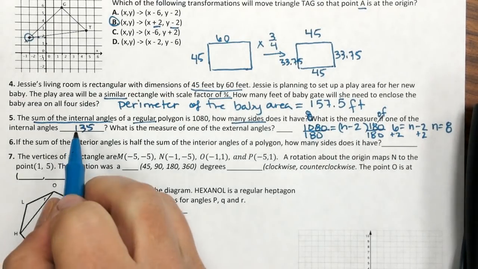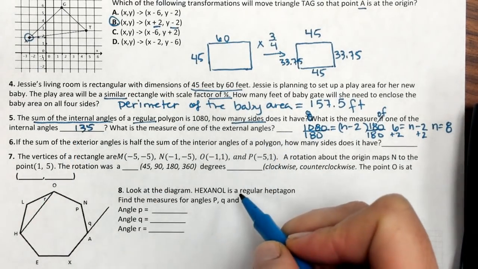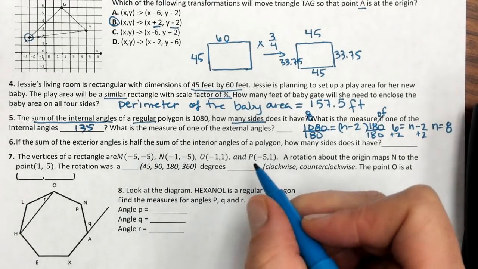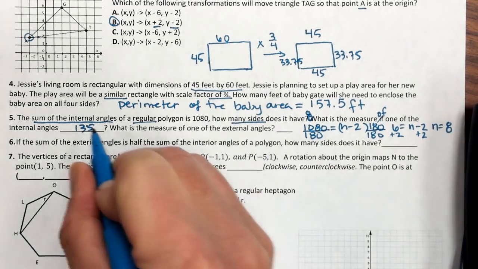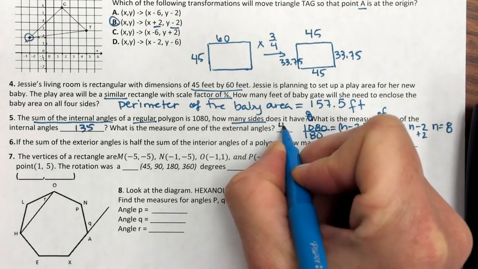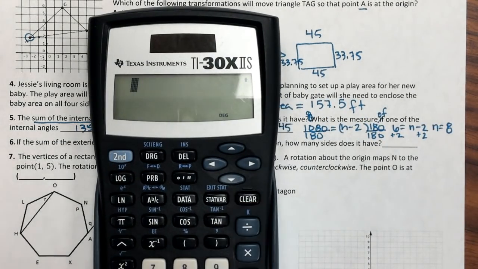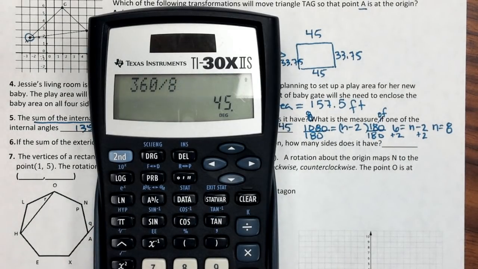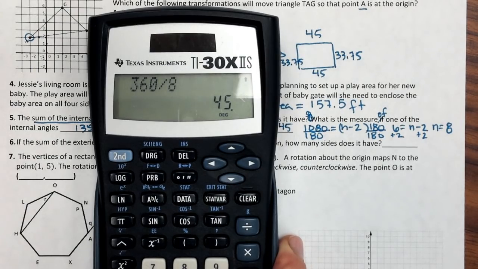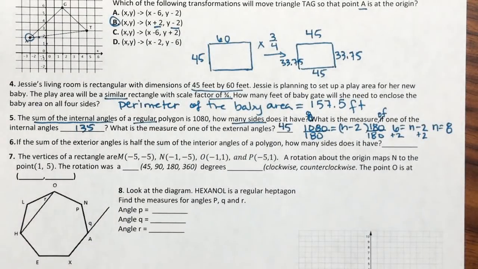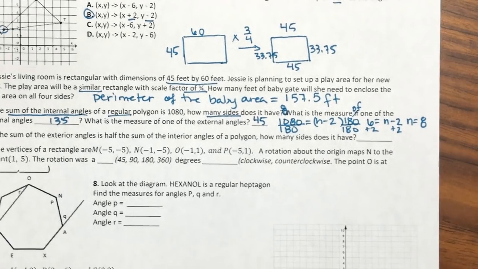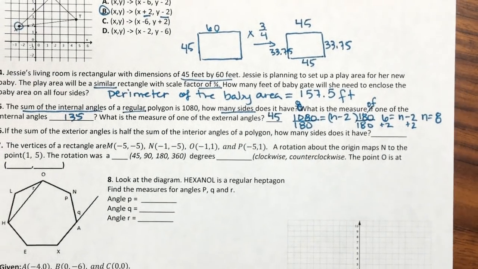What is the measure of one external angle? Well, we know one internal angle and one external angle have to be supplementary. They have to add up to 180. So 180 minus 135 is 45. And you could have also taken 360 and divided it by 8 and also found that was 45. That's another way of finding one exterior angle of a regular polygon. Okay, new question. If the sum, where are we here?